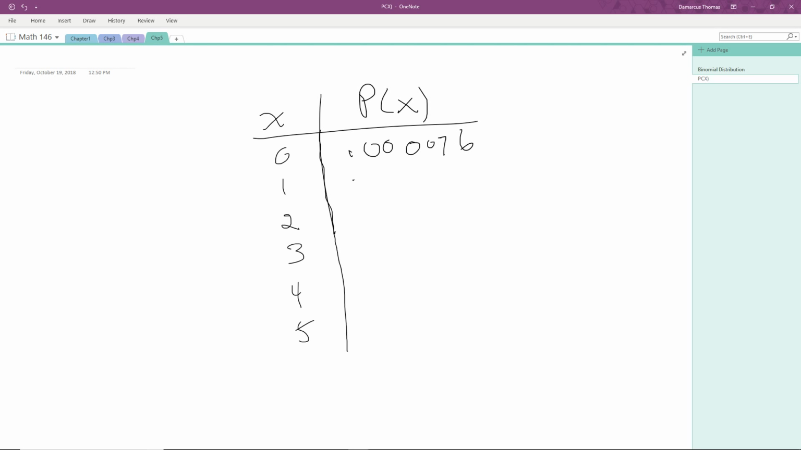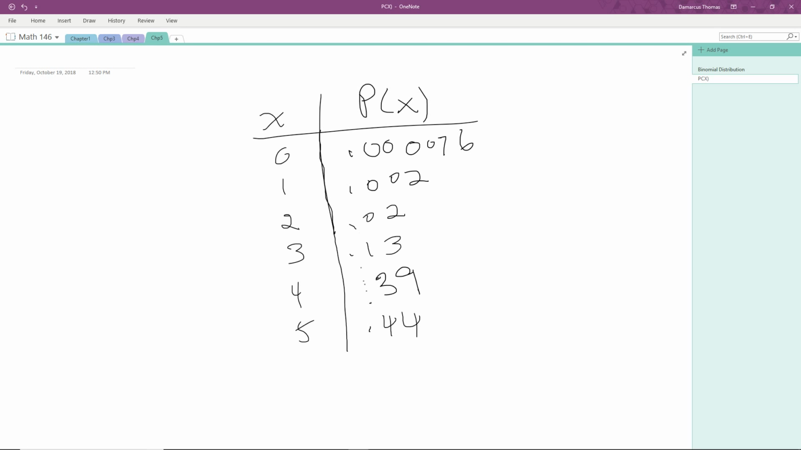0.000076. Probability of 1, 0.002. Probability of 2, 0.02. Probability of 3, 0.13. Probability of 4, let me go back and see. What was the probability of 4? That's a good question. I think it was actually pretty high. It was 0.39 about. I'm approximating this. It goes on a little bit for more. And then the probability of exactly 5 was 0.44 approximately.